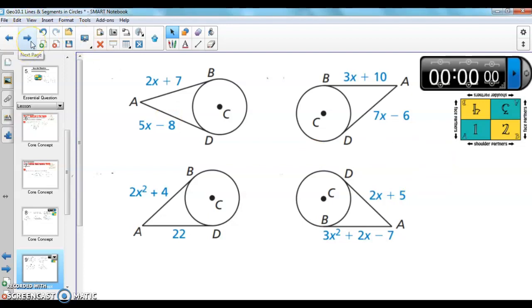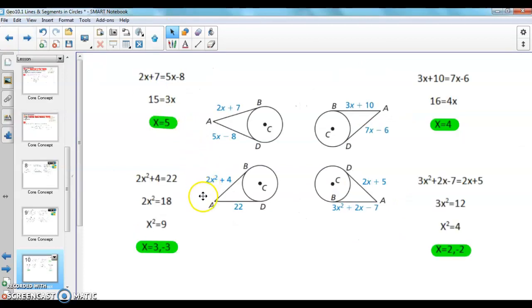Alright, so now let's check your answers. So we know that, let's say for example, in the first one, since AB and AD are tangents to the circle from the same common external point, which is point A, then we can make 2x plus 7 equal to 5x minus 8. Now similarly, you can set up the equation for the rest of the examples by making the two expressions equal to each other. So let's look at your answers.